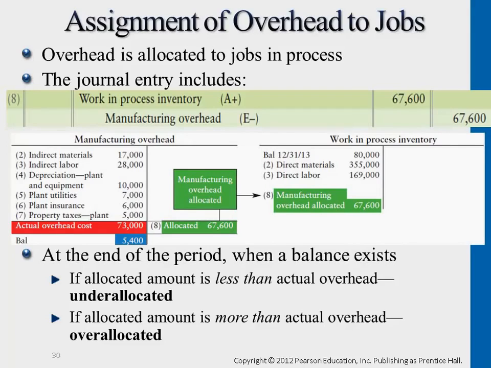So if the part that we assign is too less, it's called underallocated. If we assign too much to each job, at year end we figure that we assigned too much, higher than the actual cost, it's called overallocated. We have to adjust both situations at year end.